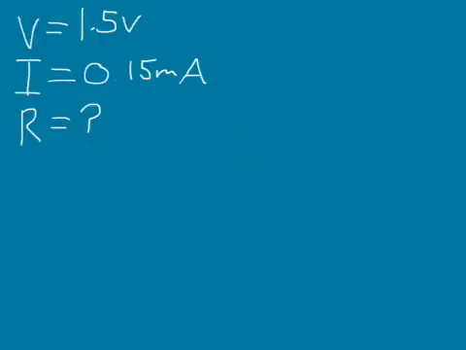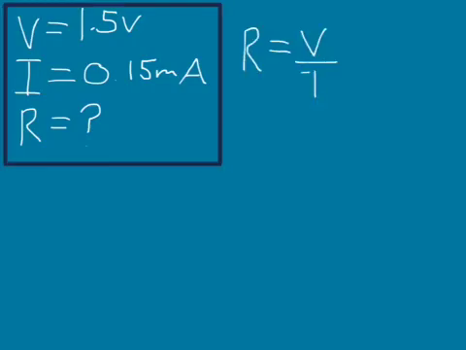So a simple way to start would be to write out everything we know and everything we don't know. Well, we want to know the resistance. We know the current now from the ammeter is 0.15 milliamps and the voltage is 1.5 volts. We now have our equation, R is equal to V over I.